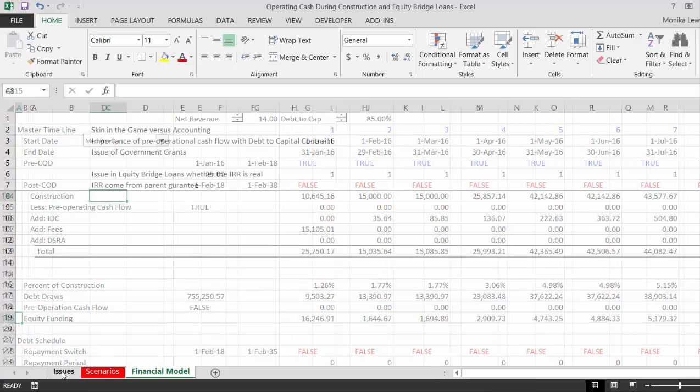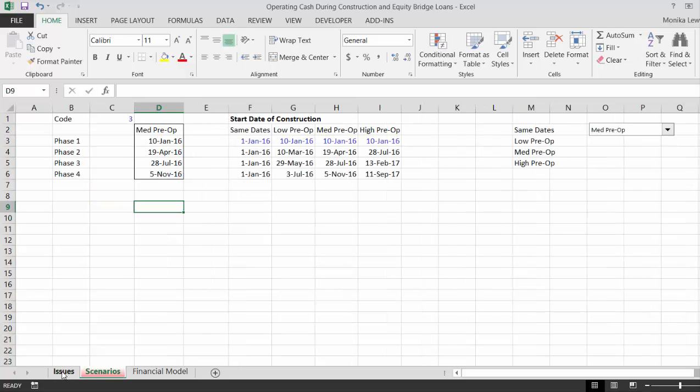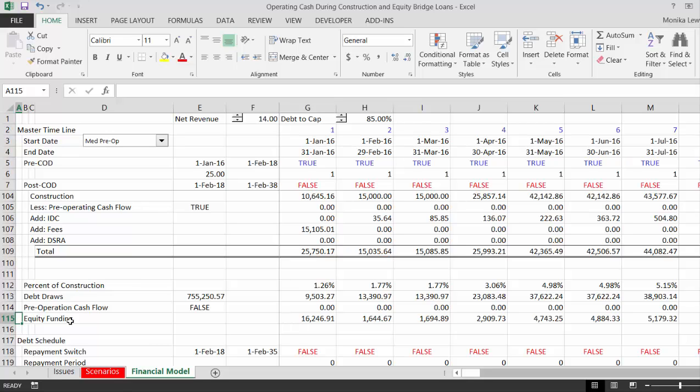The second issue is whether the equity bridge loan should be part of the project finance. Let me try to explain what I mean by that. Here's our scenario. There are scenarios.